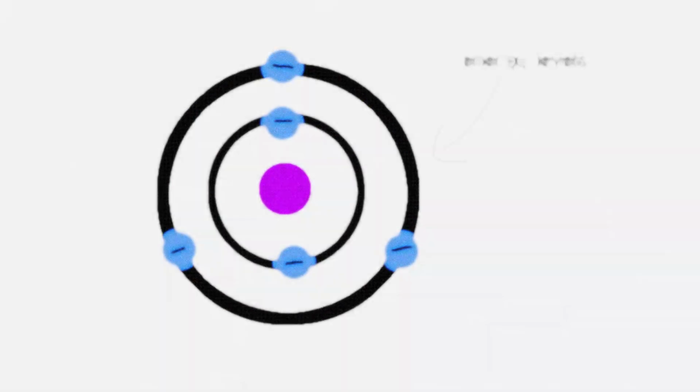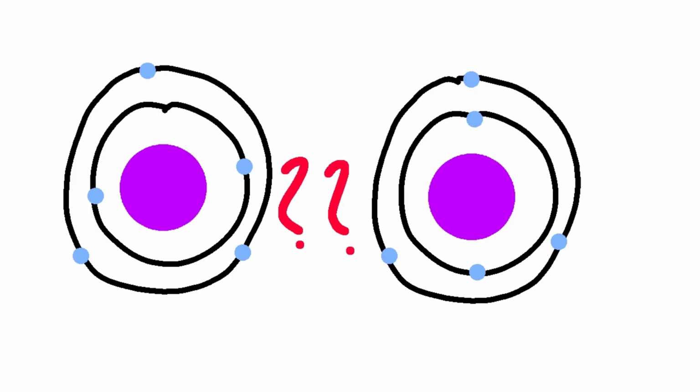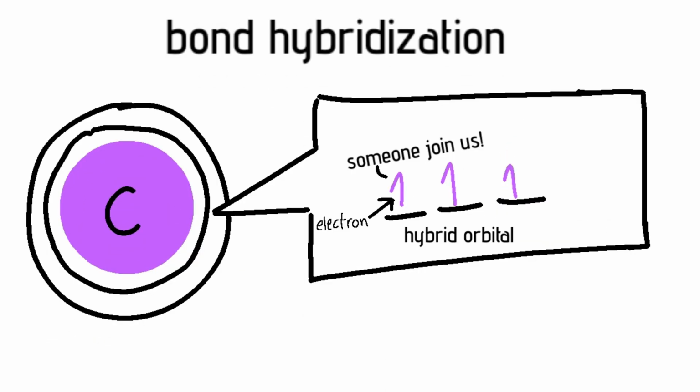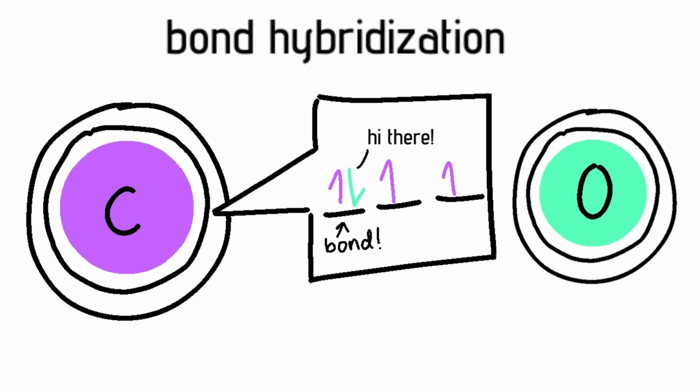And now it's time to go over bond hybridization. So we know that atoms keep their electrons and energy levels, but what happens to those energy levels when atoms make covalent bonds? Turns out when making covalent bonds, the central atom will combine the s, p, and sometimes the d orbitals from its outermost energy shell to make one big hybrid orbital. This is called bond hybridization. By making this hybrid subshell, the central atom creates orbitals that each have 1 electron in them.